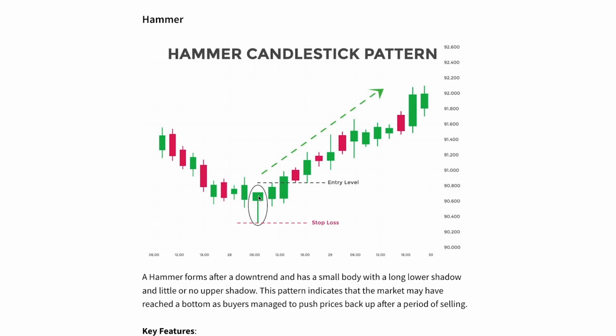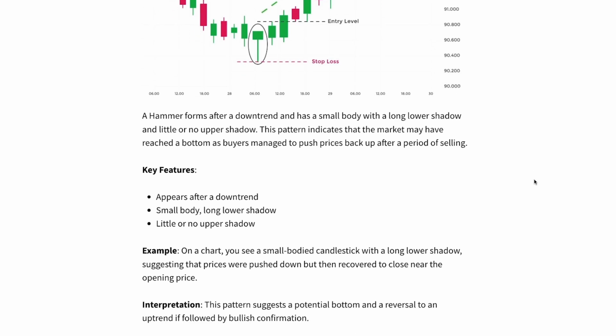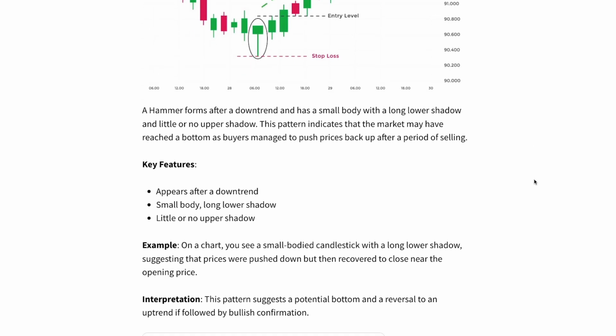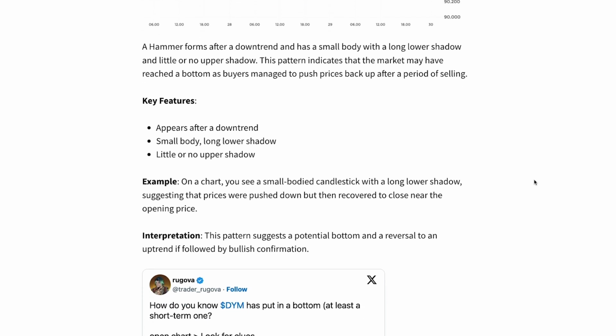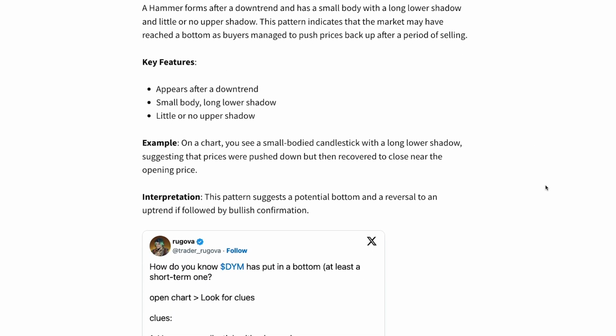So you can have a red hammer candlestick, and this is still going to potentially play out into an area where the price is going to rise. So key features, again, after a downtrend: small body, long lower shadow, little to no upper shadow. And again, it can be green or red in this particular case.